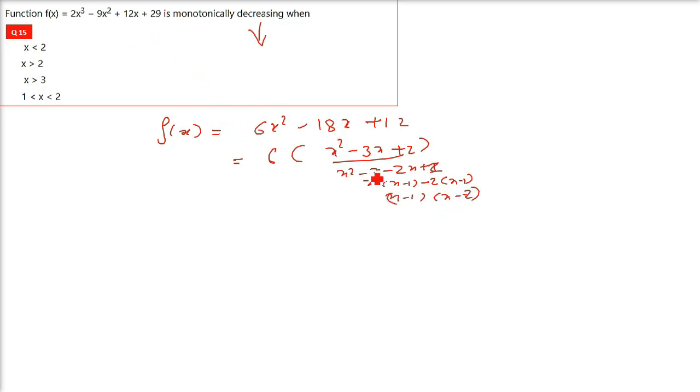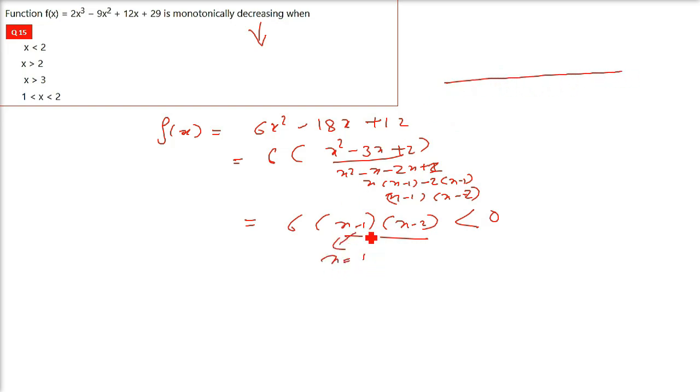So this is quite easy now. 6 into x minus 1 into x minus 2. It is monotonically decreasing, so just make it less than 0. And when I told you that we have two factors, 6 cannot be less than 0. So x minus 1 equals 0 is x equals 1, x minus 2 equals 0 is x equals 2. So 1 and 2 are the critical points. Whenever we have two factors which are less than 0 when multiplied, we always take the things which are between certain values.